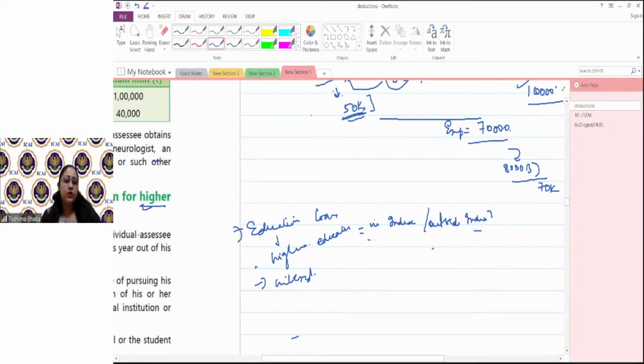In India also or outside India also, higher education hona chahiye. Uske liye you have taken the loan, whatever interest you are paying would be allowed as deduction. There is no limit. Whatever interest you have been paying during the year, you can claim it as deduction.